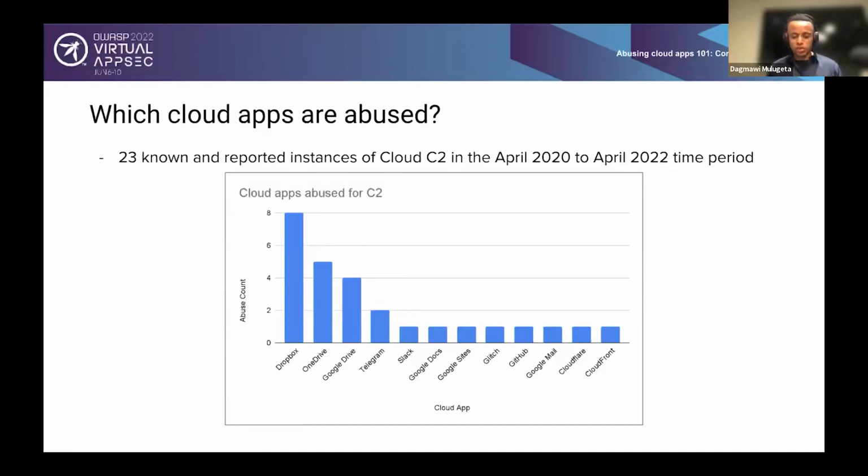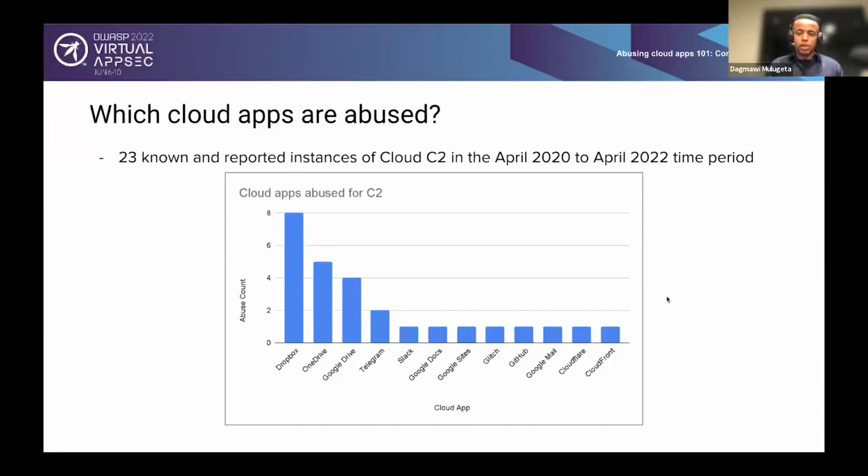But if we just look at the ones that are known and reported, we can get some insights. One of the insights is which cloud applications do these attackers prefer? If we take a look at that chart, we can see that Dropbox is by far the most preferred app at 8 instances of the 23. OneDrive is second at 5, and then Google Drive at 4 instances. After that, you have Telegram at 2, and then Slack, Google Docs, Google Sites, Glitch, GitHub, Gmail, Cloudflare, and CloudFront all at 1 instance. So these attackers are preferring these top 3 cloud apps the most: Dropbox, OneDrive, and Google Drive.